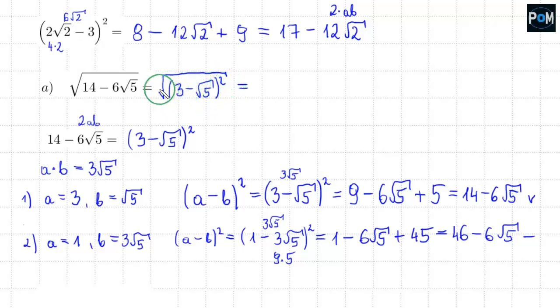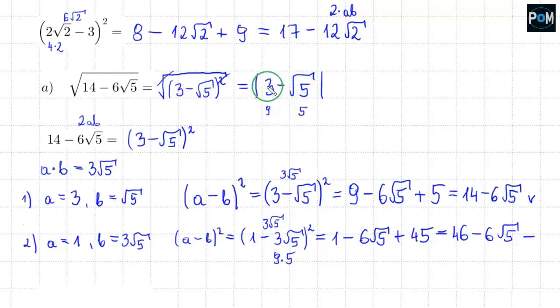I have a square. So I eliminate the square root and the square, but I write the result in absolute value. And now I need to determine which number is larger, 3 or the square root of 5. I square the 3, which is 9. I square the square root of 5, which is 5. The squares show the larger square here.